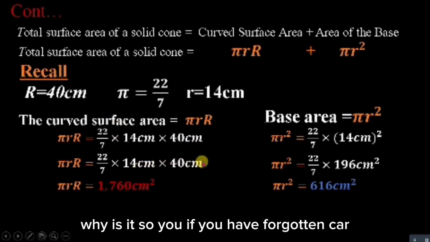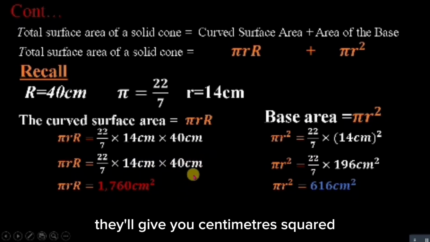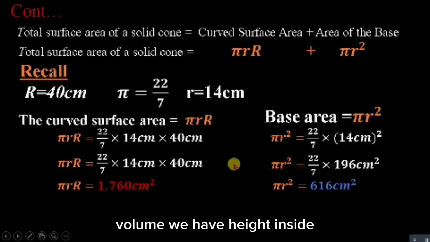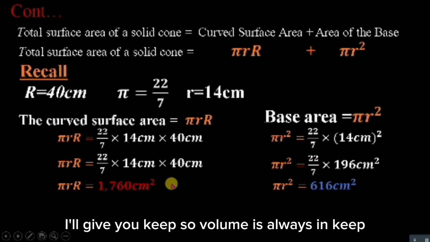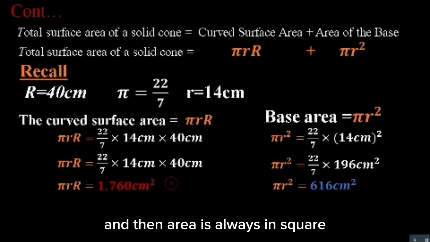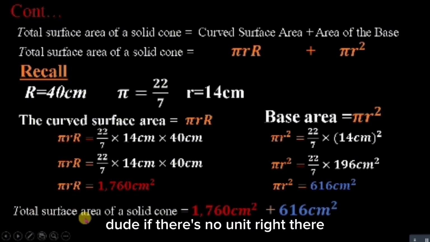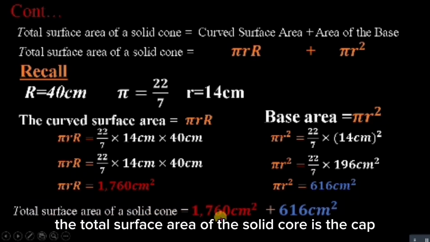If it's a volume, we have height inside. So we have centimeters times centimeters times centimeters. That will give you cube. So volume is always in cube, and area is always in square. Area of anything is always in what? Square unit. So if there's no unit right there, square unit. So therefore, the total surface area of the solid cone is the curved surface area, which is 1,760 centimeters squared, plus 616 centimeters squared.